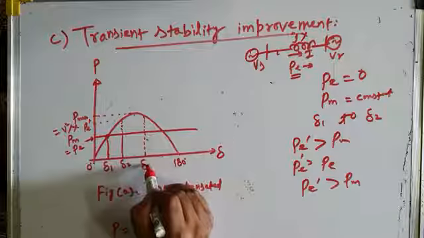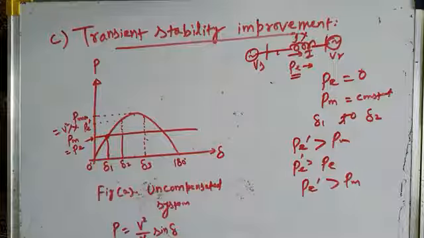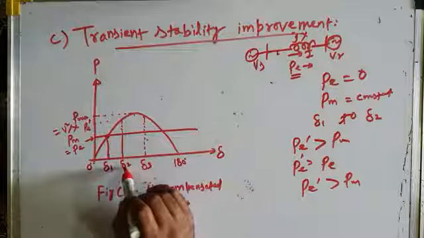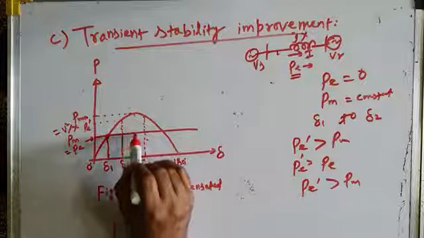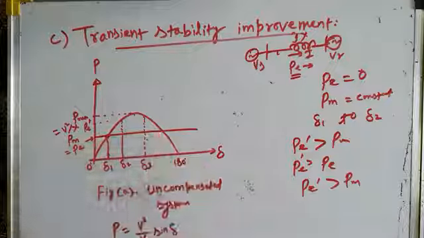Delta 2, delta 3. And now, why will it go from delta 2 to delta 3? Why not delta 3 is here? You have to understand that.